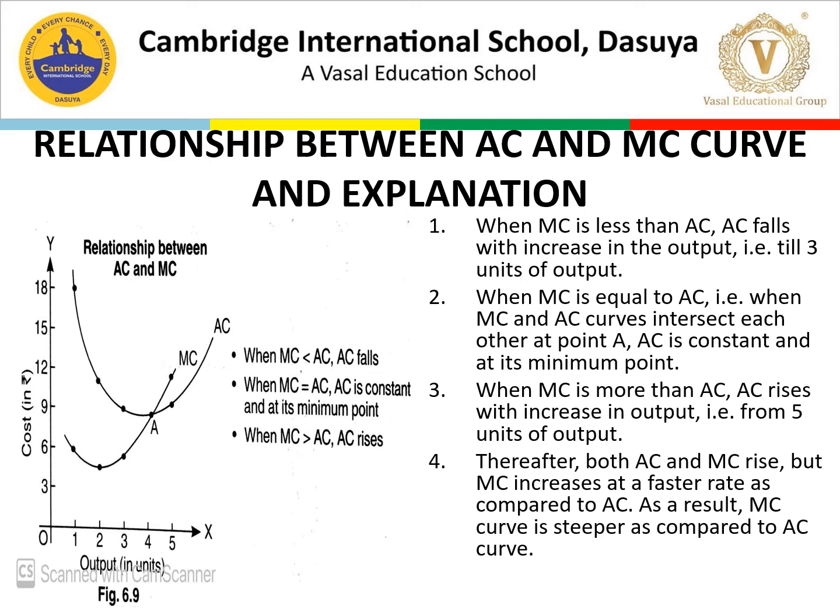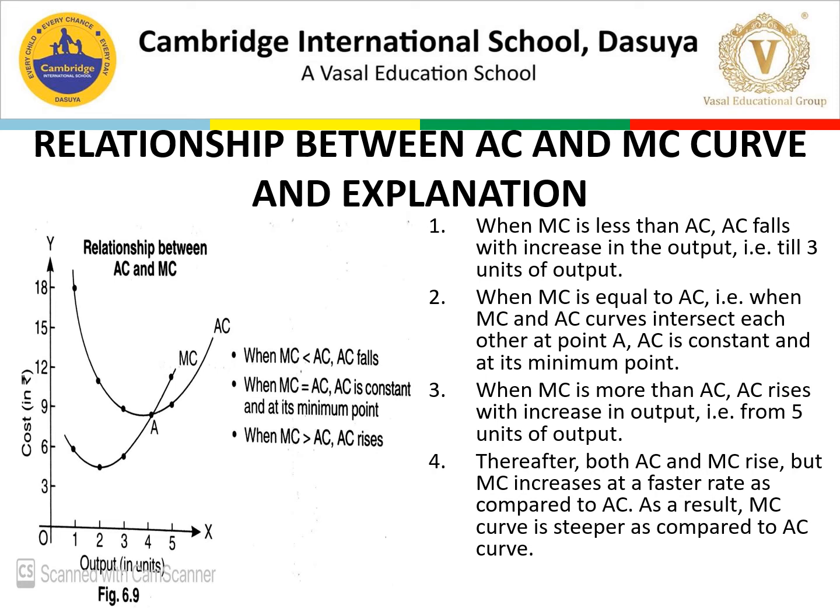So MC is less than AC, AC falls with increase in output. That is 3 units. So in the first 3 units, AC is falling and MC is rising. We have done all this in both the graph and the table. Then MC becomes equal to AC, and when the MC and AC curves intersect each other, at point A, the intersection point, AC is constant at its minimum point.